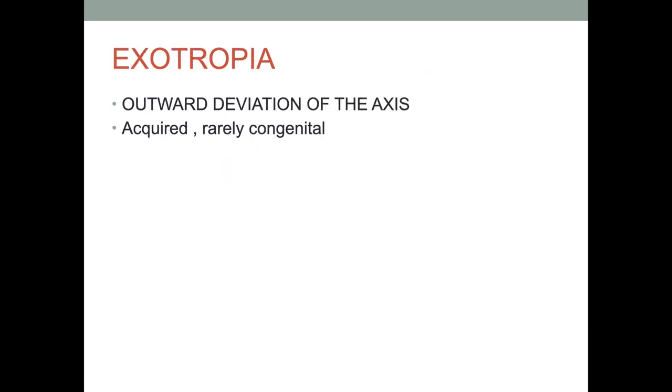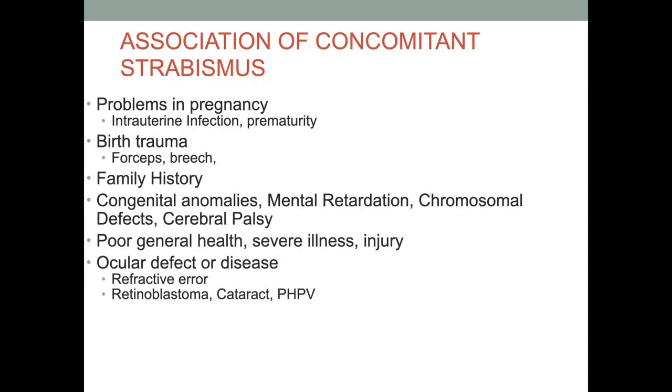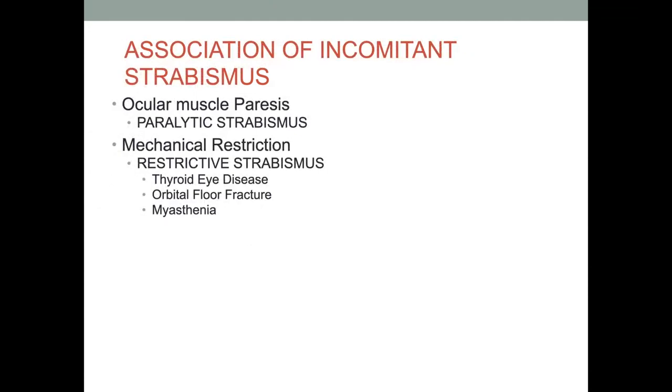And exotropia is an outward deviation of the eyes, and it's usually acquired. Some of the associations of concomitant strabismus include problems in pregnancy, such as intrauterine infections or prematurity, birth trauma. Some people have a family history of strabismus, congenital abnormalities, chromosomal disorders, cerebral palsies, ocular defect or disease such as refractive errors, retinoblastoma, cataracts, etc.